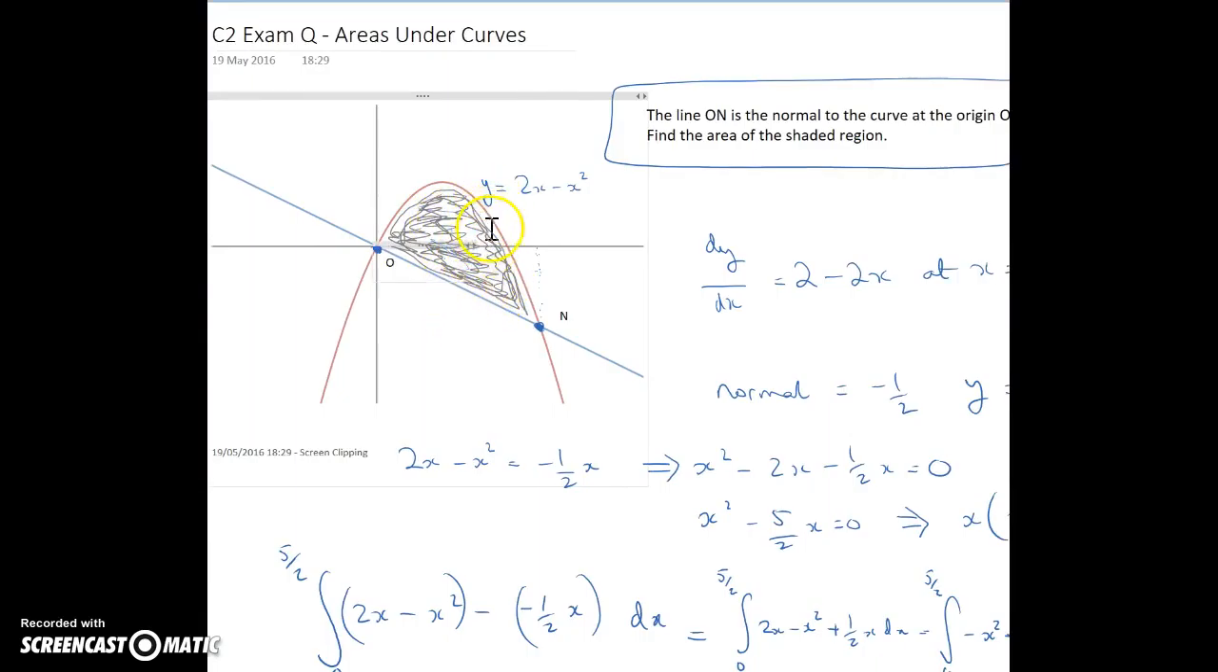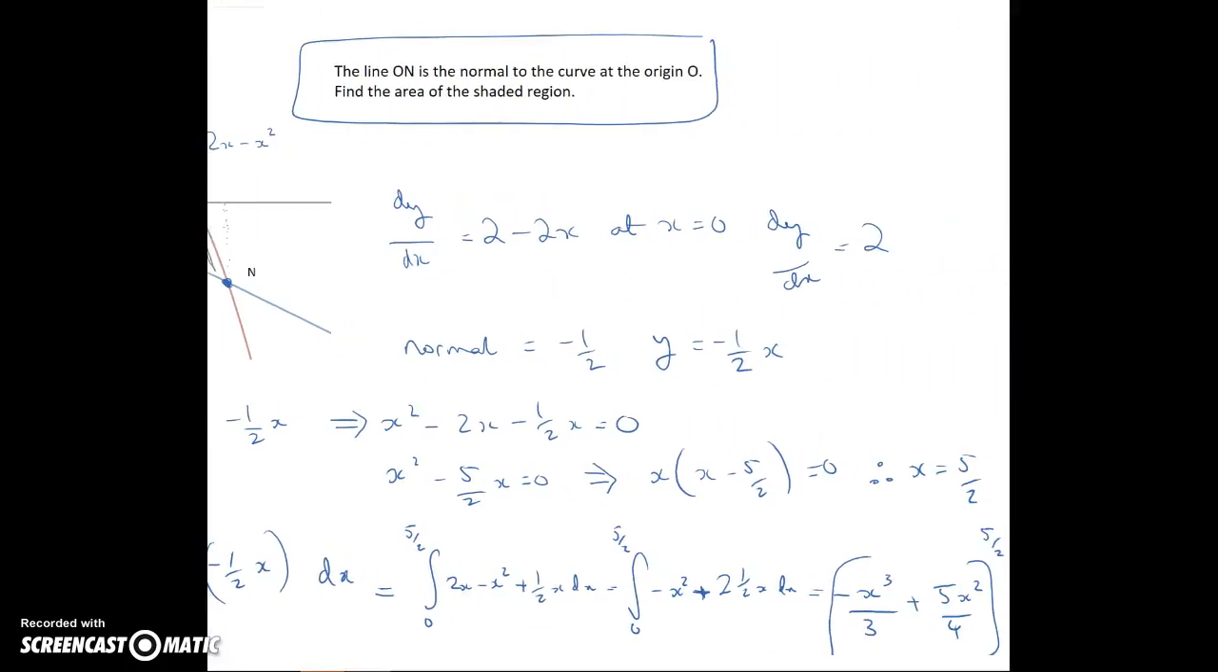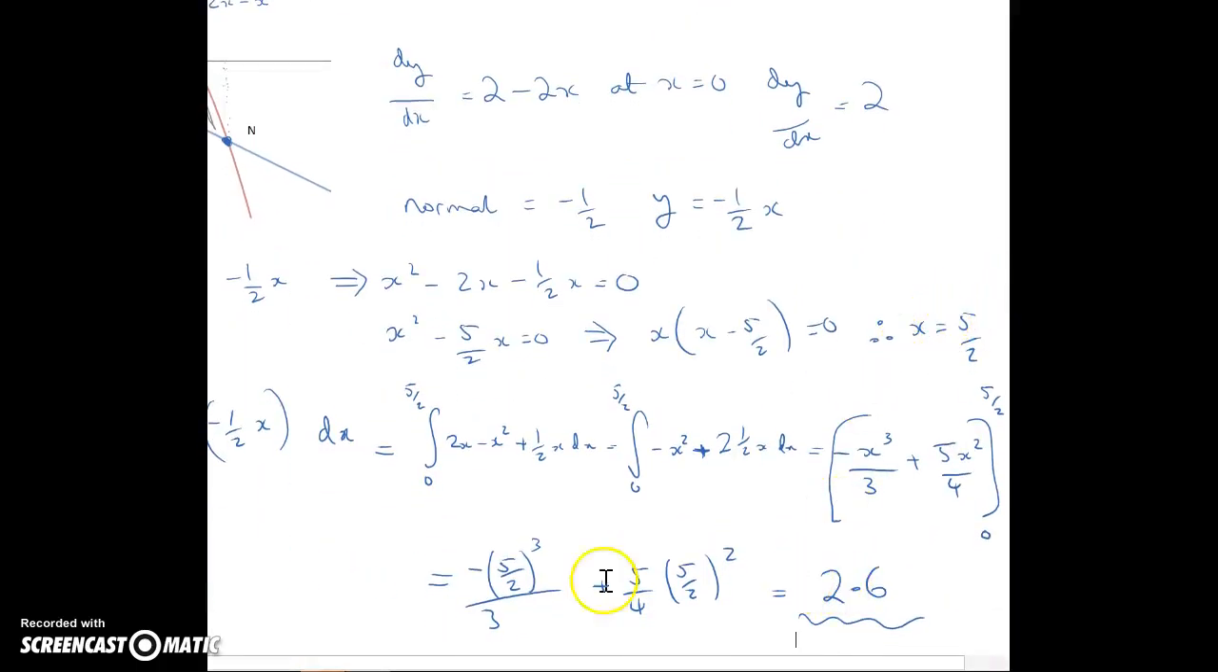Now you've got to be a little bit careful sometimes depending on what you've got regarding negative areas, but essentially you can just do one minus the other to give you the area that we were after. And that's it.